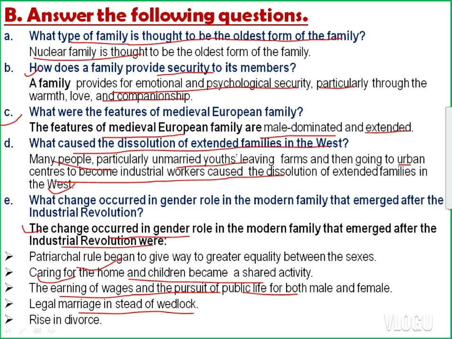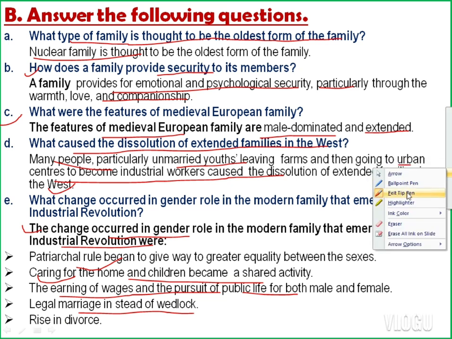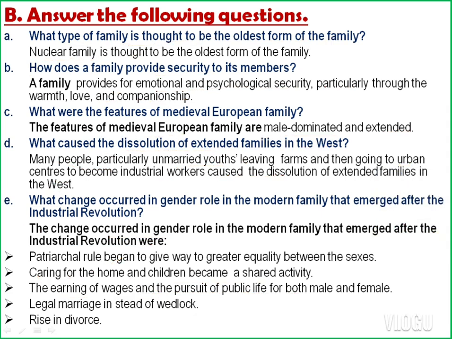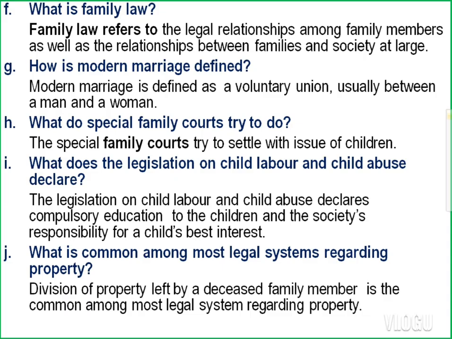So this is about the questions up to E. E सम्मको यिनीहरू भए. यसपछि हामीले हेर्छौं. Now we will see question F. In question number F, what is family law? Family law भनेको के हो? Family law refers to the legal relationship among the family members as well as the relationship between the families and society at large. How is modern marriage defined? Modern marriage लाई कसरी define गर्नुहुन्छ? Modern marriage is defined as a voluntary union usually between a man and woman.